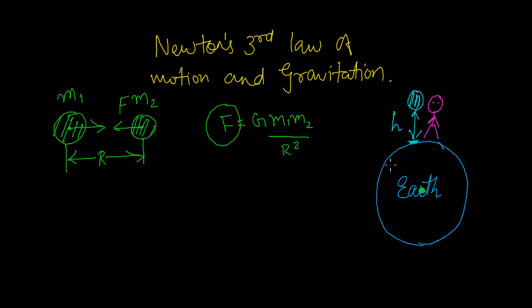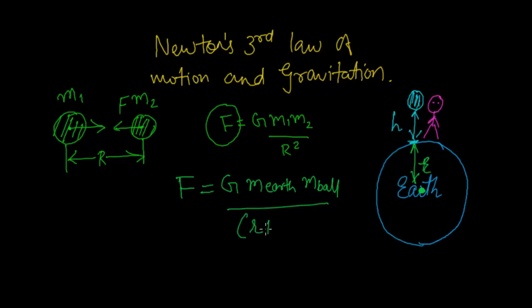Now, one can say that Earth exerts force F on the ball, and it is given by G into M, the mass of Earth, into m, the mass of the ball, upon the distance squared. Here small r is the radius of the Earth plus capital H, so it is (r plus h) the whole square, that is the distance between the ball and the Earth. So this will be the force of attraction that Earth will exert on the ball.